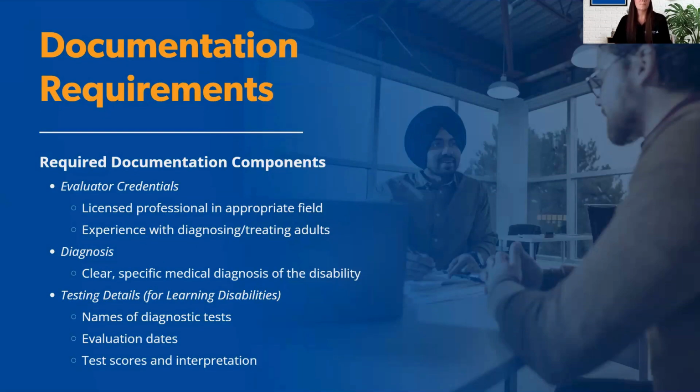Now let's discuss key components that should be included in disability documentation. First, documentation should include the evaluator's credentials. This means that the documentation must come from a licensed or otherwise qualified professional who is practicing within the appropriate field related to the student's condition. This can be in the form of a letter, a VA document, or medical records.